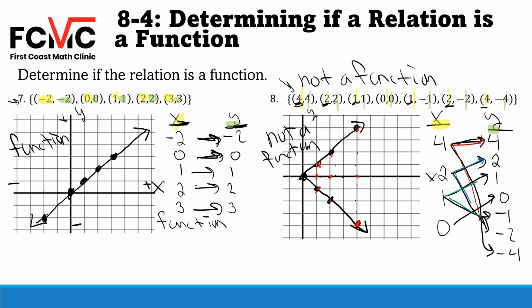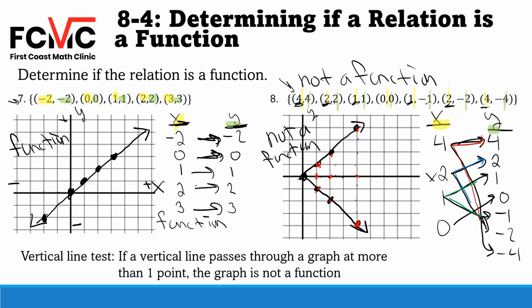So that gives us a specific test that we can use to determine if our graph is a function or not. And that's what we want to do. We want to be able to look at our graph and determine, is our graph a function or not? And the test is called the vertical line test. So if a vertical line passes through a graph at more than one point, the graph is not a function.